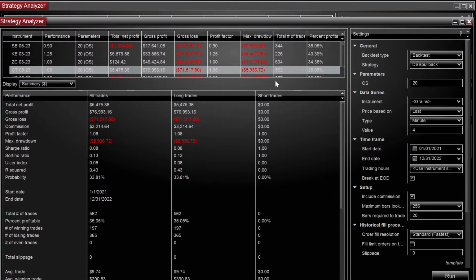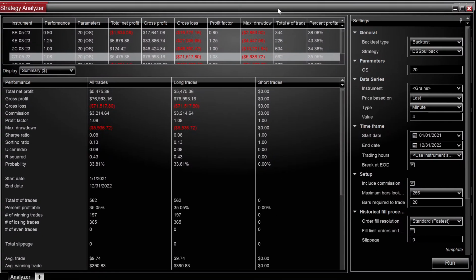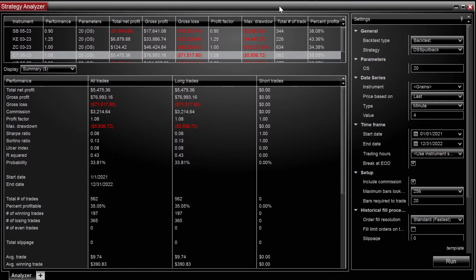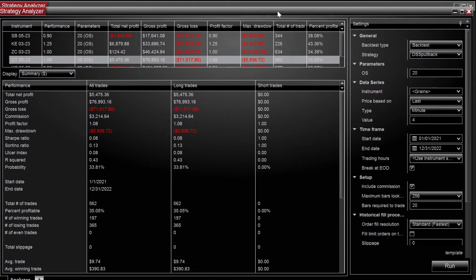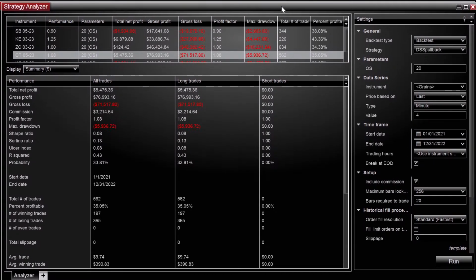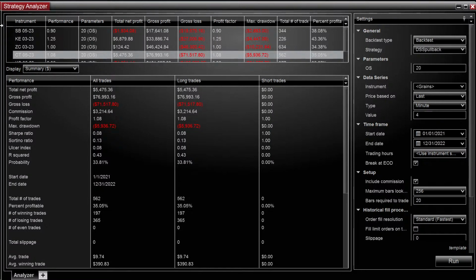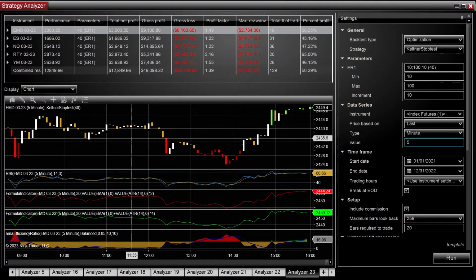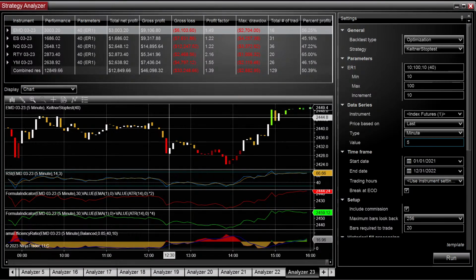Looks like we got some profitability here. Why is this popping up? What even is this? DSS pullback. Okay. 12K on 2K on the 5 minutes. Pretty damn good results, actually.